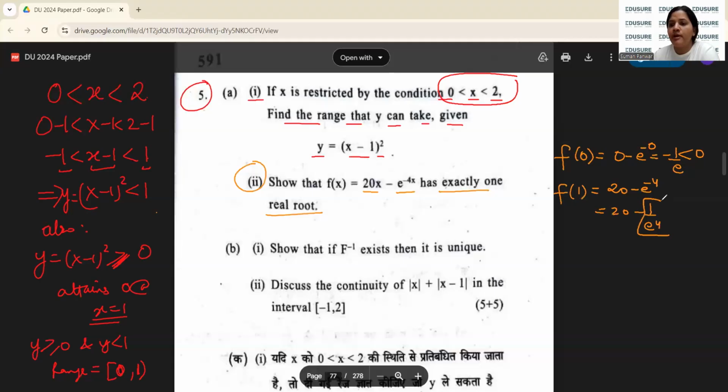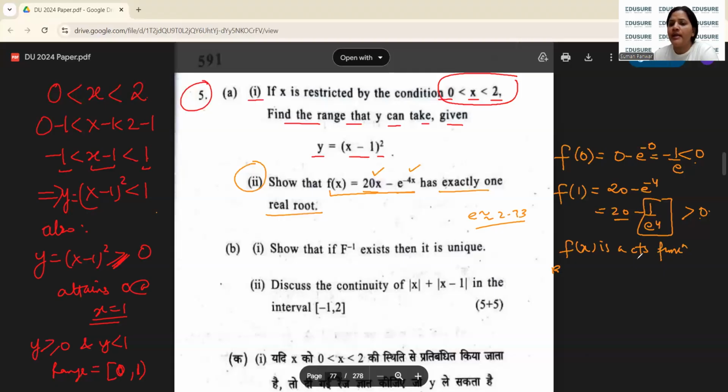Now, 1 upon e to the power 4 is very less than 20 because e is approximately 2.73. So this quantity will be less than 1. So f(1) is positive, and f(0) is less than 0. f(1) is greater than 0. And f(x) is a continuous function because it is a combination of a linear function and an exponential function. So f(x) is a continuous function.